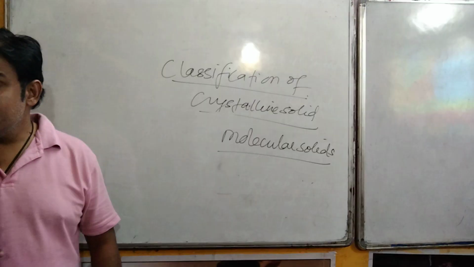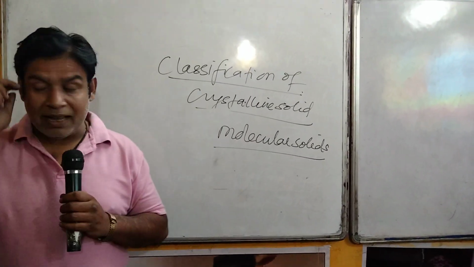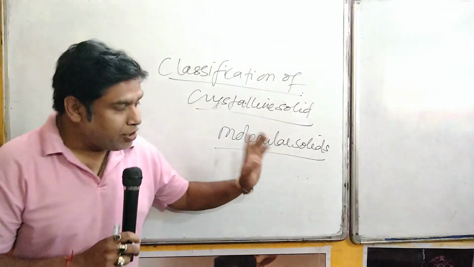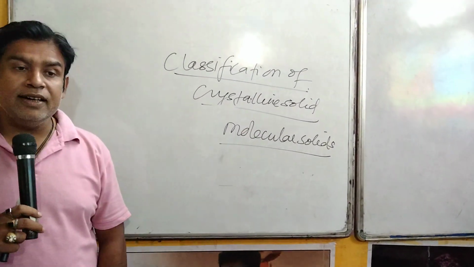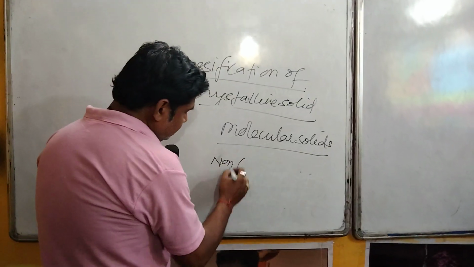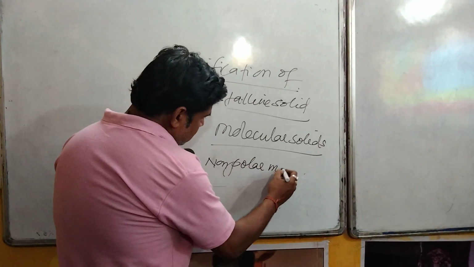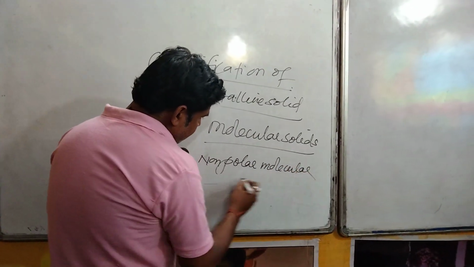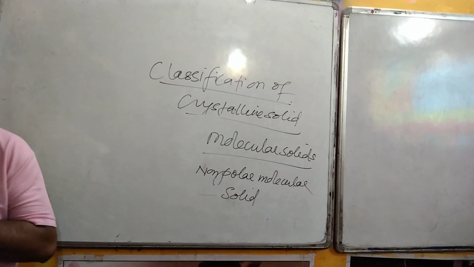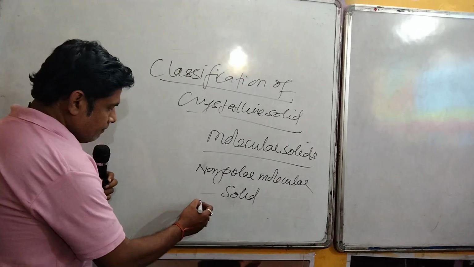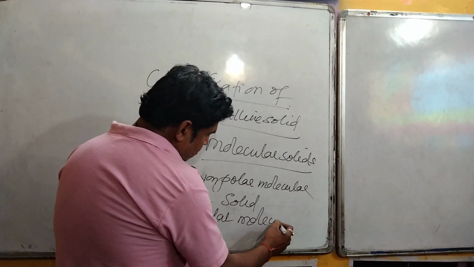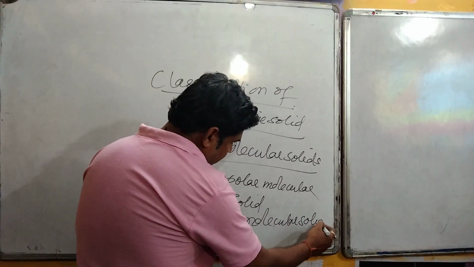One thing is clear. And according to the nature of the molecules, we have divided them into three categories. The molecular solids are further divided into three categories. The first one is non-polar molecular solid. The second one is polar molecular solid.